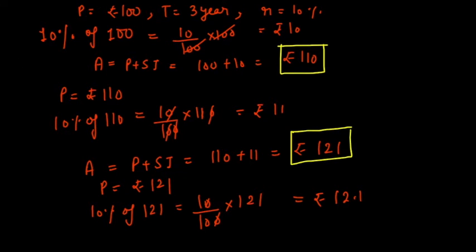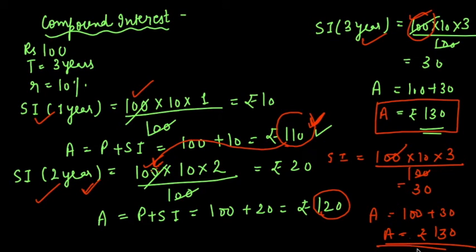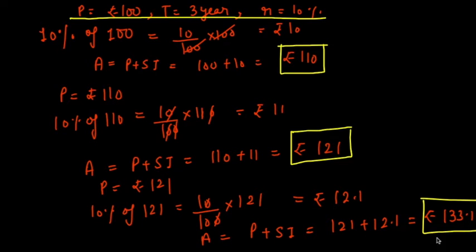And if you calculate the amount here, which will be principal plus SI, that means 121 plus 12.1, it will be rupees 133.1, right? So now your amount after 3 years has come 133.1, and if you see, with the same values, when we calculated the simple interest, it has come 130 rupees, and when we calculated it here, it has come 133. So there is rupees 3.1 which you are paying extra when you are calculating it in this compound way.